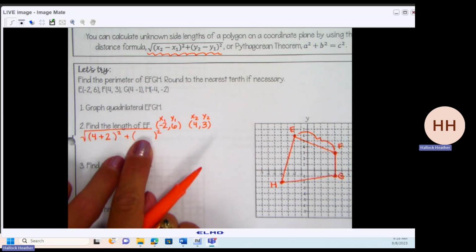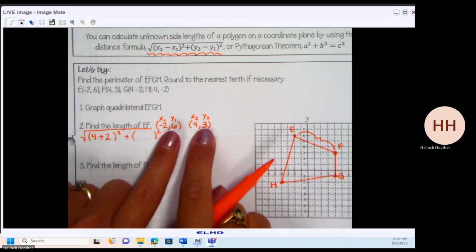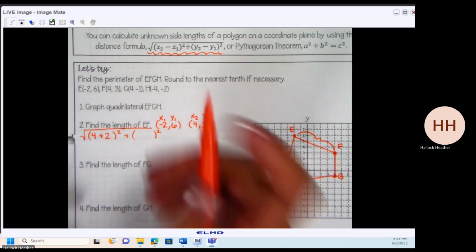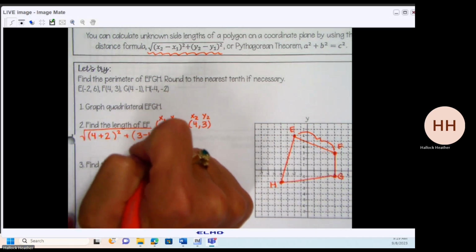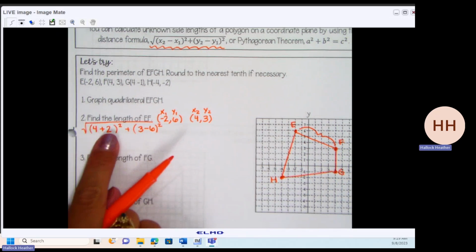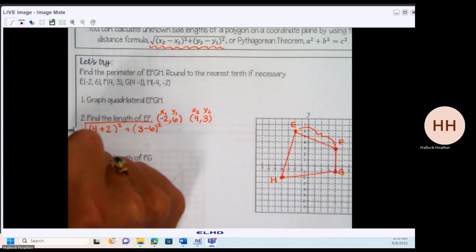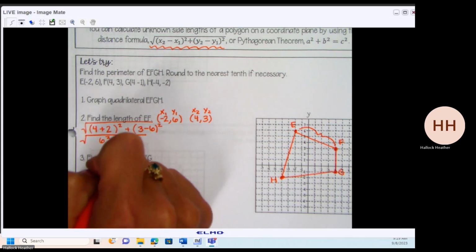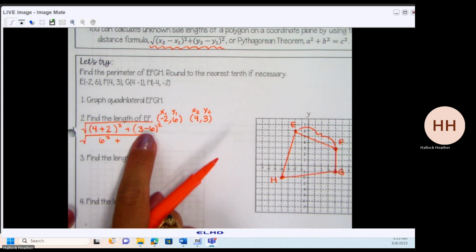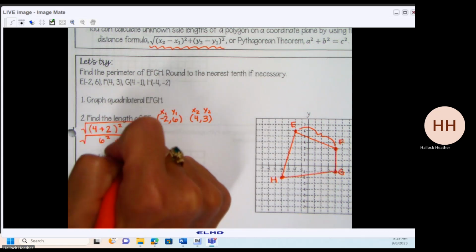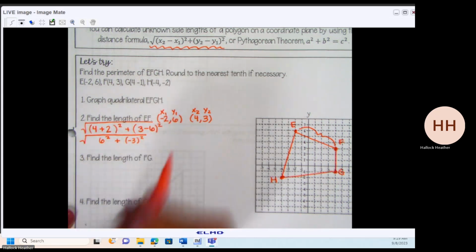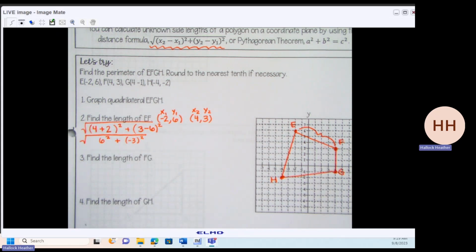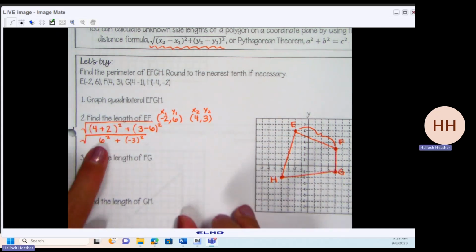And then I'm going to do the same thing with the y's. I'm taking 3 and I'm minusing 6. So 4 plus 2 is 6. Because PEMDAS for life, we're going to simplify our parentheses. I have 6 to the power of 2 plus 3 minus 6 is -3.